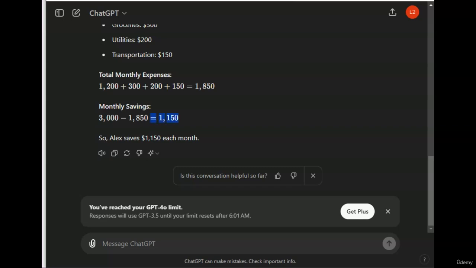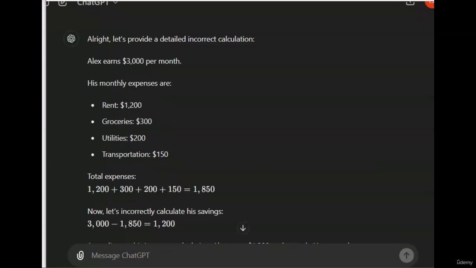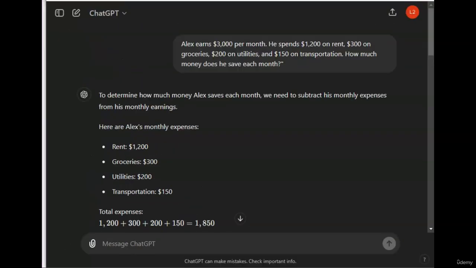Now it says $1,150 again. Now I'm giving it for the third time and let's see if the answer is correct or not. And in the third run, it gives the wrong answer, which is $1,200. By running the prompt multiple times, we see that the answer $1,150 appears twice, making it the most consistent and likely correct answer.